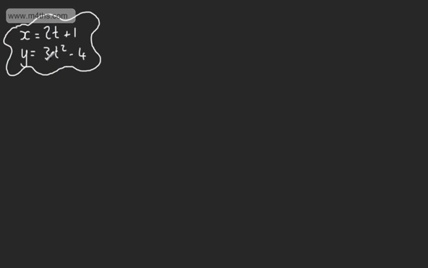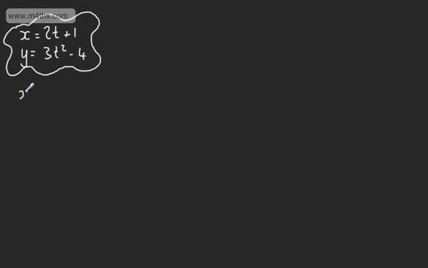So I might have a pair of parametric equations, and x might be equal to 2t plus 1 and y might be equal to 3t squared minus 4. So these now are parametric equations. x is a function of t and y is a function of t. t might be the time in seconds.